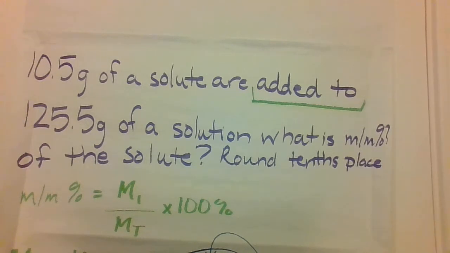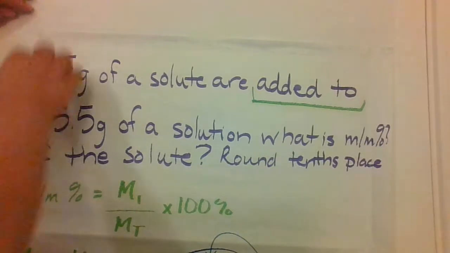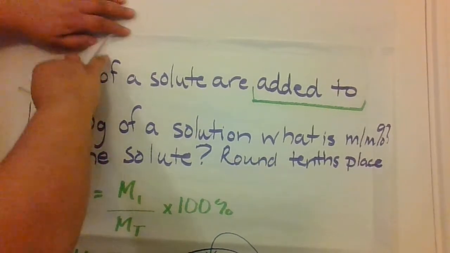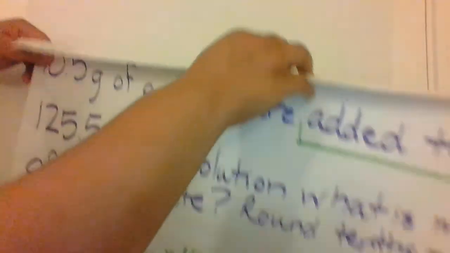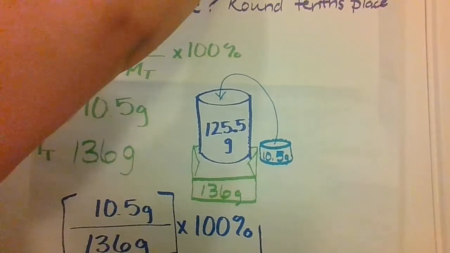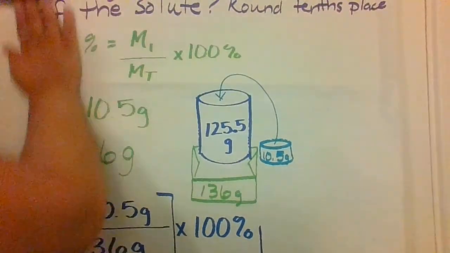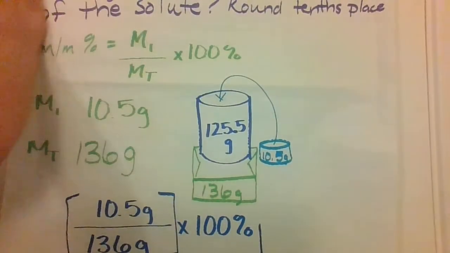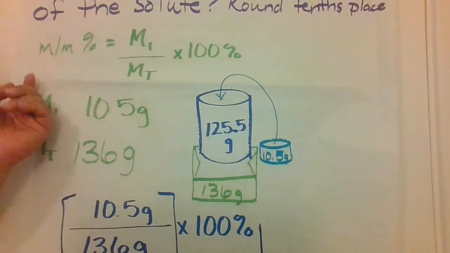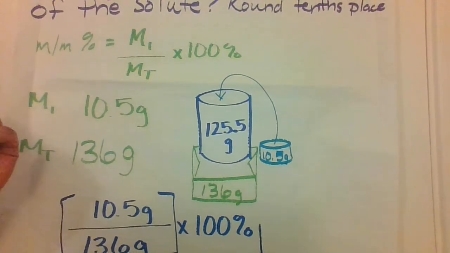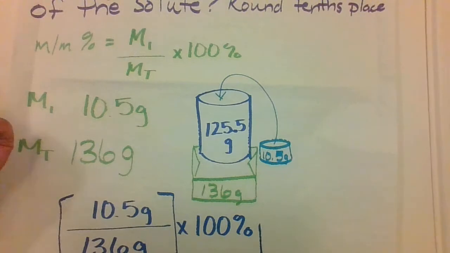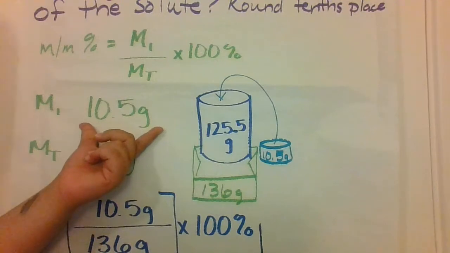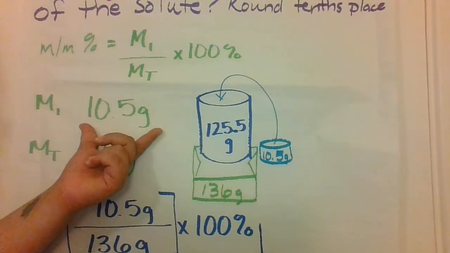All right, welcome back after that pause. Let's take a look at what I have here for your initial and total mass and how I arrived at my answer. My initial mass is going to be what the problem is asking me about. It's saying, what is the mass percent of the solute? So the item in question is going to be my M1, or my initial mass, and that's the 10.5 grams of solute.